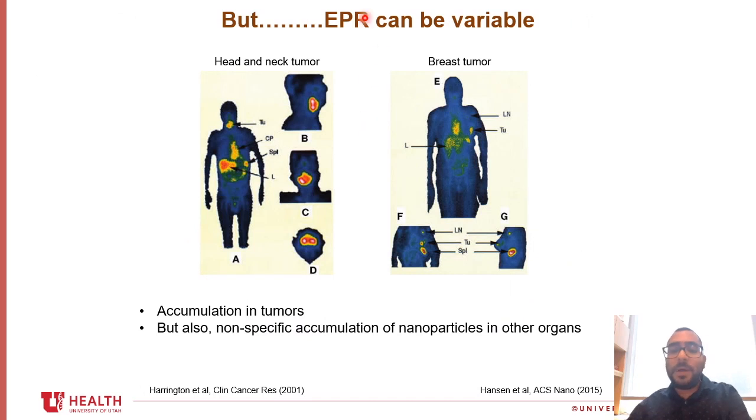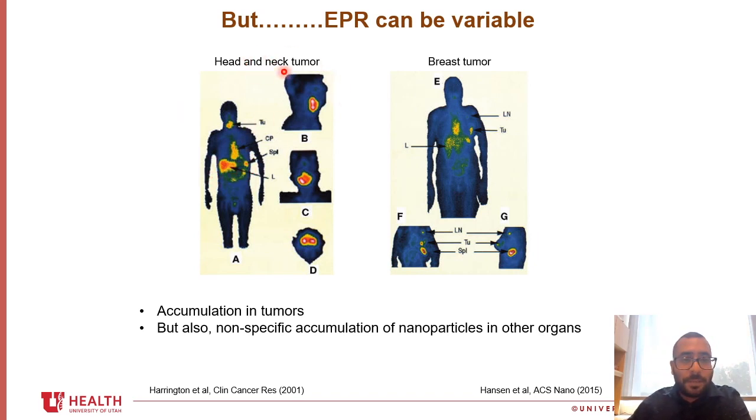But EPR can be variable. There is a lot of conjecture in the scientific community. Some say that EPR works, some say that EPR doesn't work. For example, in this case, we see accumulation in tumor, but also some non-specific accumulation of nanoparticles in other organs. And usually those organs would be liver and kidney, because those are the natural elimination routes for the human body.